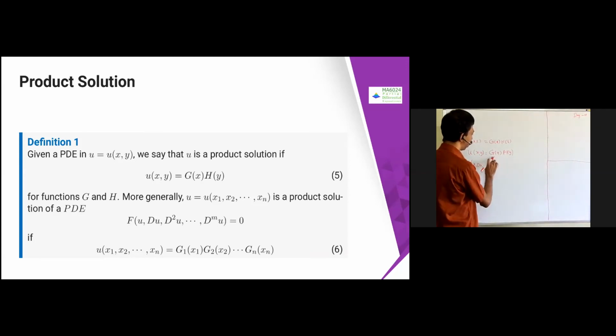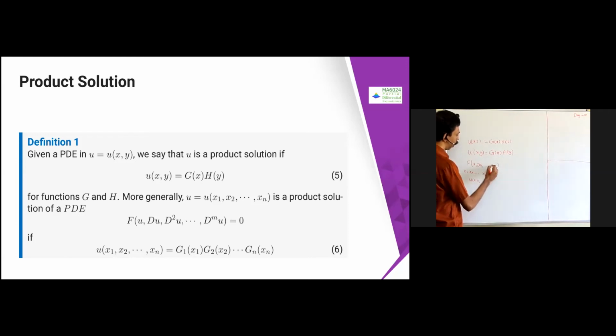So this is completely dependent on x only. There is no dependence on y. Here it is completely dependent on x. Similarly, if I have n variables, x equal to x1, x2, etc., xn, you can do the same thing: u of x1, x2, etc., xn.